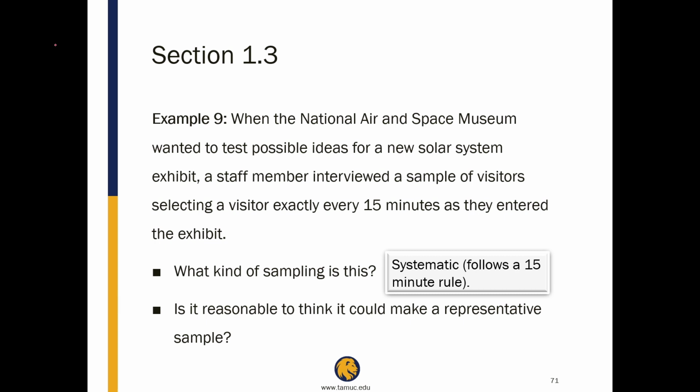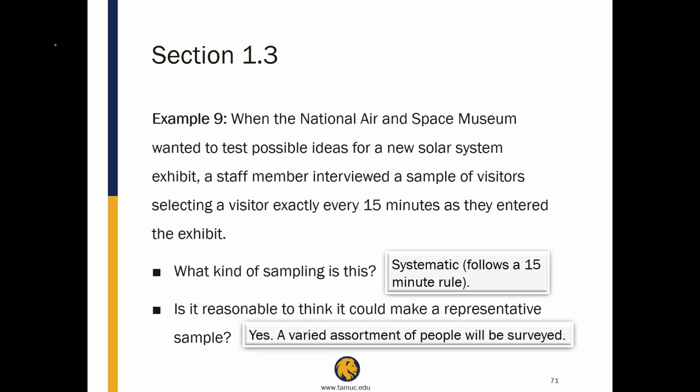Is it reasonable to think that this would make a representative sample? Would we get an assortment of people surveyed representative of those who visit the exhibit? Well, probably. You're going to get a little bit of each kind at random through our visiting. You're not going to influence or bias it toward one group or the other, especially if it goes throughout the whole day that it's open. You get some people who come in the morning, afternoon, evening, things like that. So at least on the surface, it seems to be a fairly representative way of doing it here.